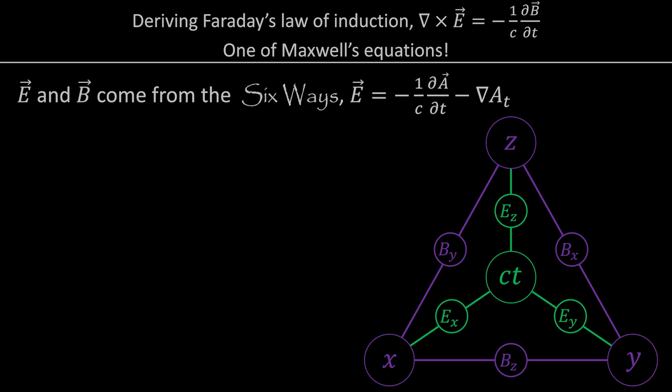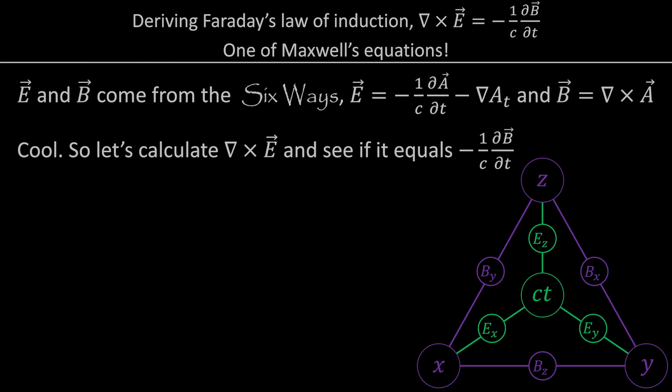Well, anyway, and now looking at B, again, it's just the curl of the spatial part of A, so the curl of the vector potential. Okay, cool. So let's just go ahead and calculate the curl of E and see if it equals -1 over C partial B partial T. And if it does, great. That's the proof of Faraday's law of induction.